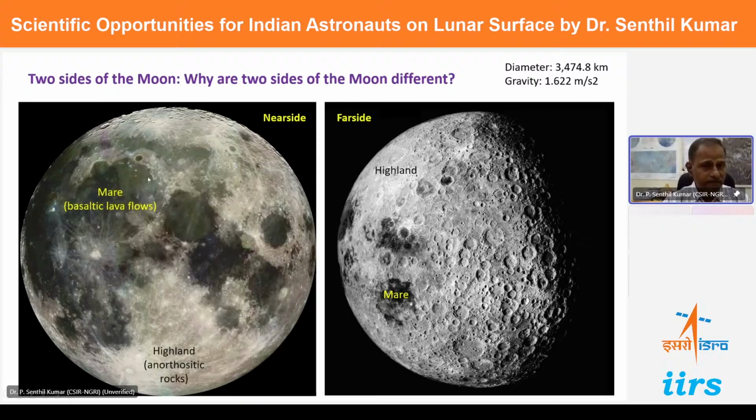For example, the near side looks very different from the far side of the moon. The near side has the dark patches called mare basaltic lava flows, which are more in quantity. Whereas if you look at the far side, you only find a few patches of mare deposits. On the other hand, the far side has a huge amount of highland materials called anorthositic materials, which is relatively less on the near side of the moon. Also, the crustal thickness differs between the near side and far side.